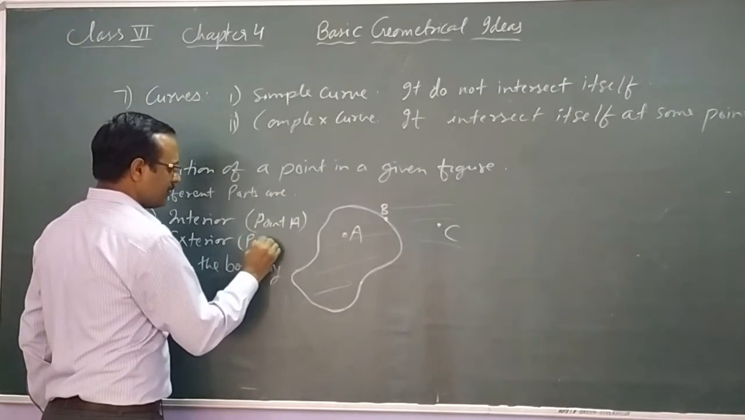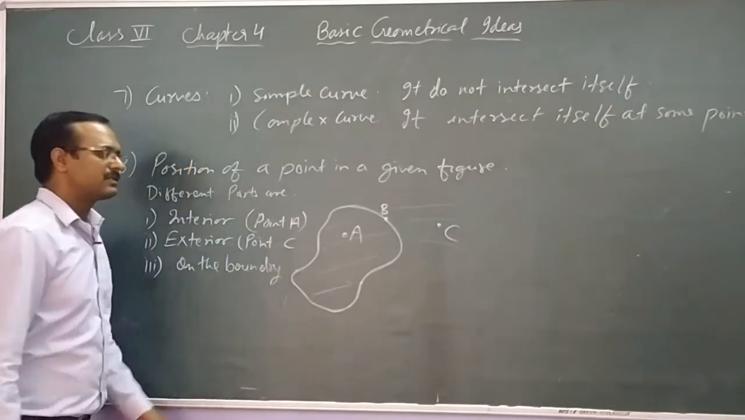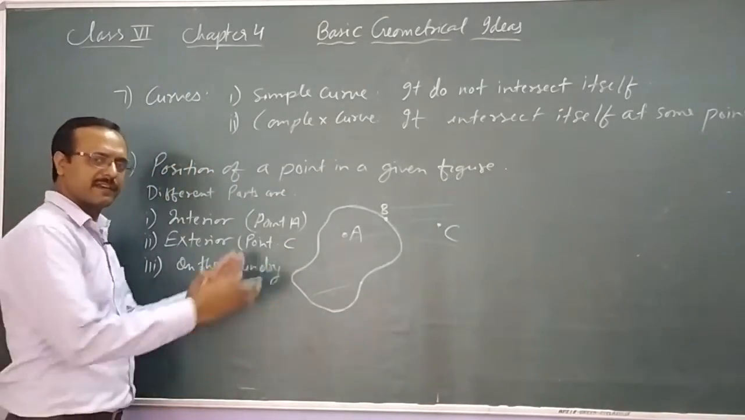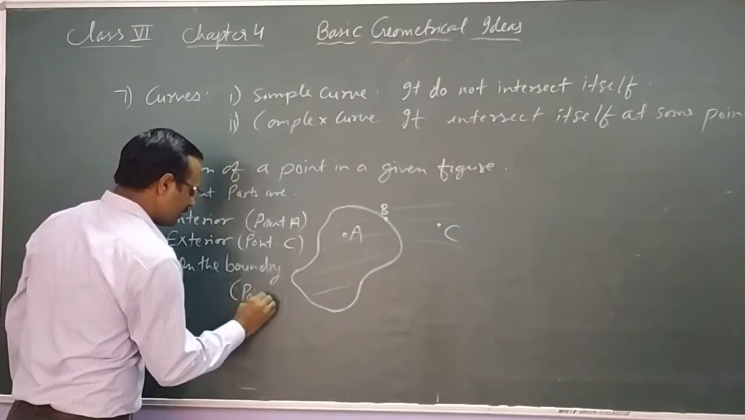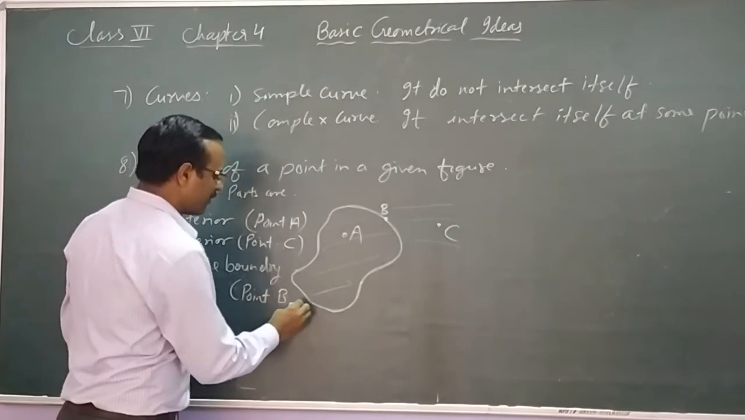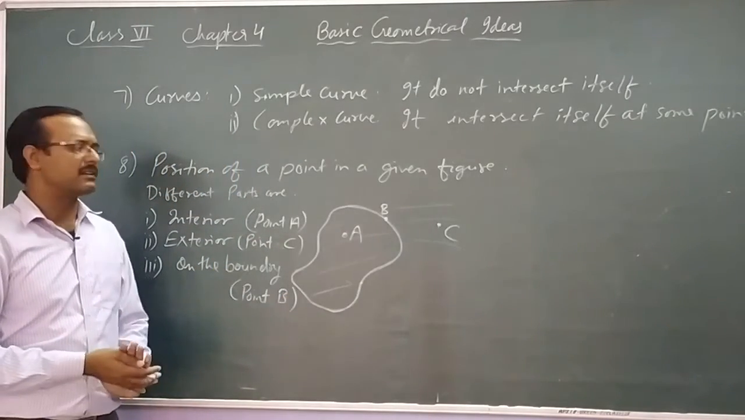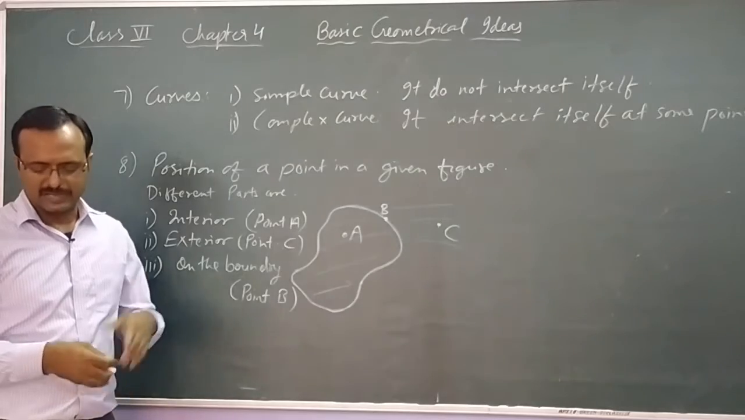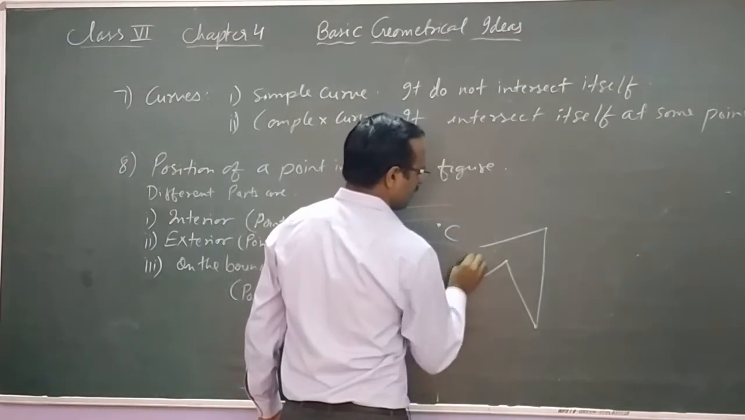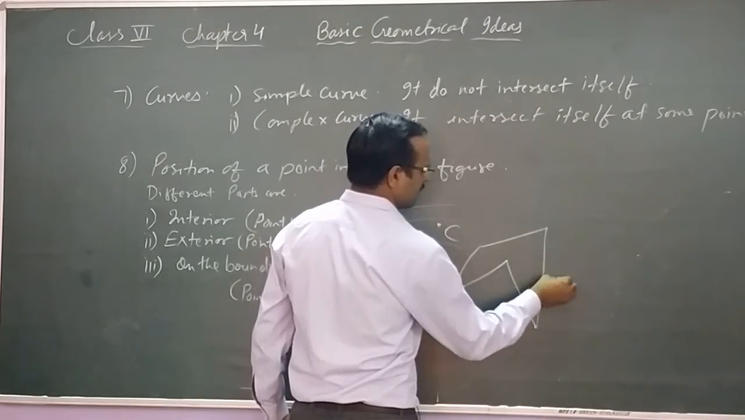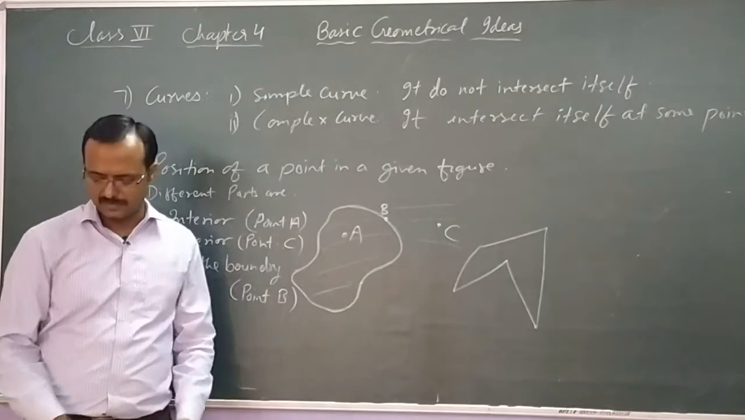Point C lies in the exterior of the figure, and point B lies on the boundary. So these are the different regions a figure can have. It can be drawn for other figures also. All types of these figures will have three parts. A figure always divides a given region into three parts.